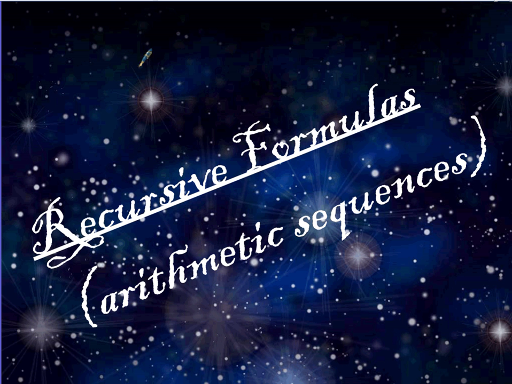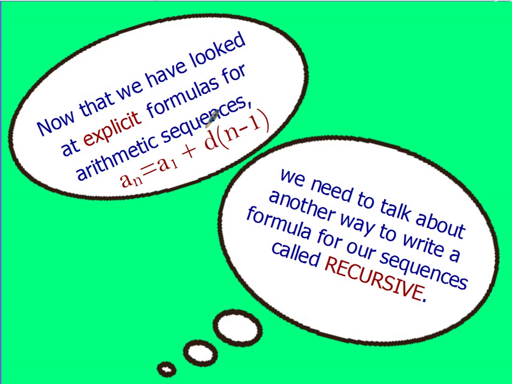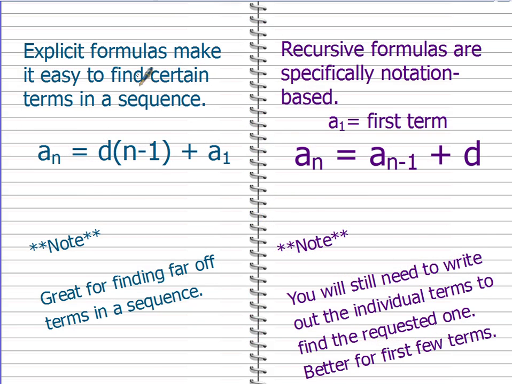Now we're going to quickly talk about recursive formulas. We know now what the explicit formula for arithmetic sequences looks like, and remember that's used for finding terms that are too far off for you to write down all the terms of the sequence that you need. But there's another formula that has to do with sequences called the recursive formula, where the explicit formula makes it easy to find a certain term in a sequence, great for finding terms that are far off in your sequence.